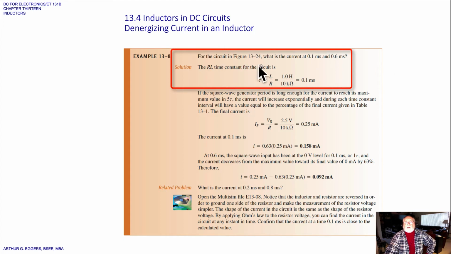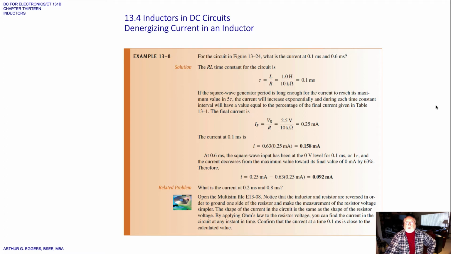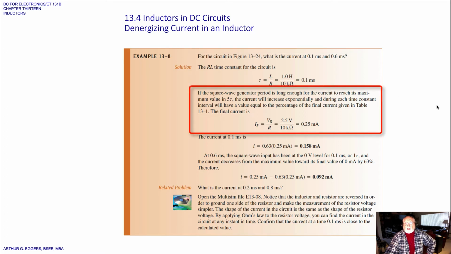The RL time constant for the circuit is calculated by using the values of the inductor and the resistor. 1 Henry and 10 k ohms gives us a 1/10 of a millisecond time constant. If the square wave generator period is long enough for the current to reach the maximum value of 5 time constants, the current will increase exponentially, and during each time constant interval will have a value equal to the percentage of the final current given in the table.